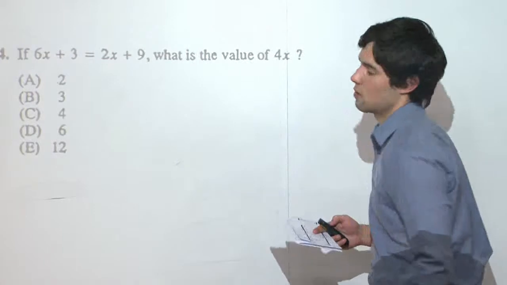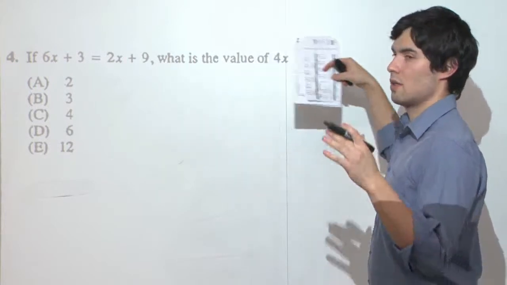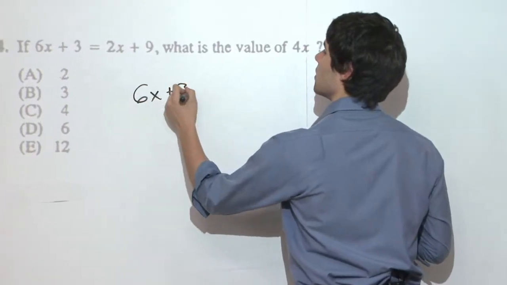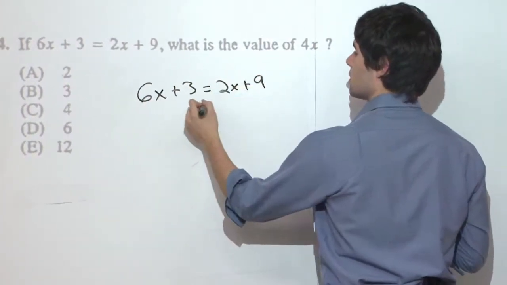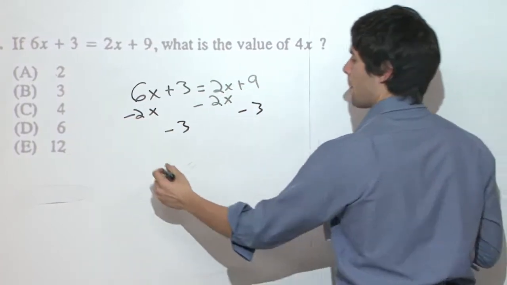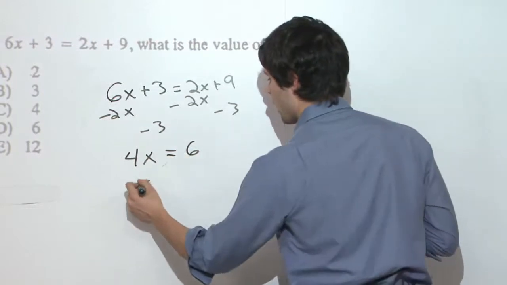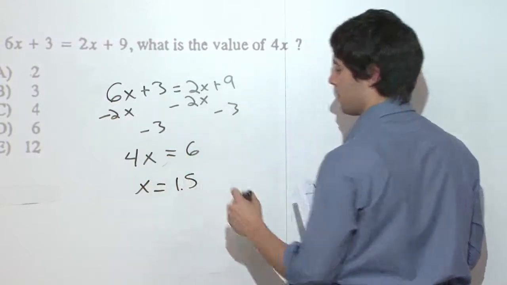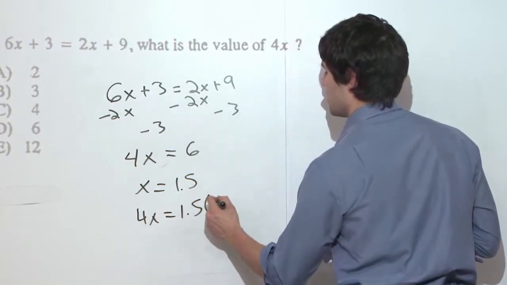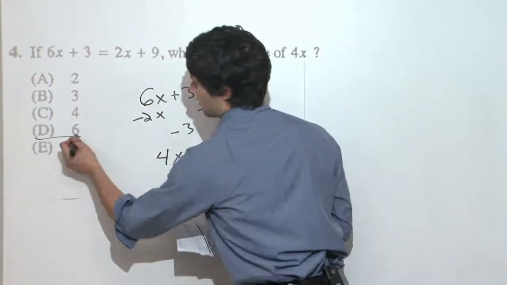All right, if 6x plus 3 equals 2x plus 9, what is the value of 4x? So let's solve for x, figure out what 4x is. 2x plus 9. Let's subtract 2x from this side and subtract 3 from this side. And we're left with 4x equals 6. X must equal 1.5. So 4x is going to equal 1.5 times 4, 6. Just some simple algebra. Our answer is D, 6.